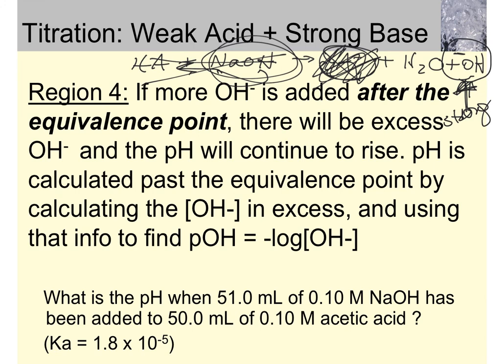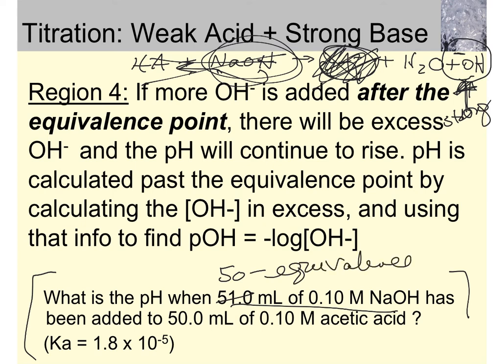So let's do an example. What's the pH when 51 milliliters of sodium hydroxide has been added? Now, 50 milliliters was the equivalence point. So how much excess hydroxide have we added? We've only added 1 milliliter of excess hydroxide. And so we have to figure out what's the concentration of hydroxide that we just introduced to this solution by doing this.